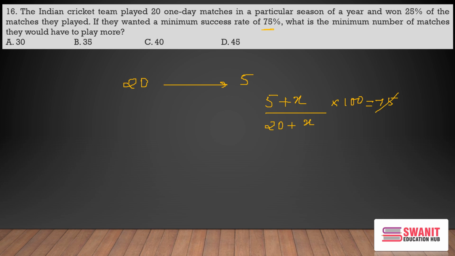So if I solve it now, this is 4 and 3. Upon cross multiplication, I get 60 plus 3x is equal to 20 plus 4 of x. When we solve it, we get x is equal to 40, which means they should be playing at least 40 more matches to make the count 75%. Another question.